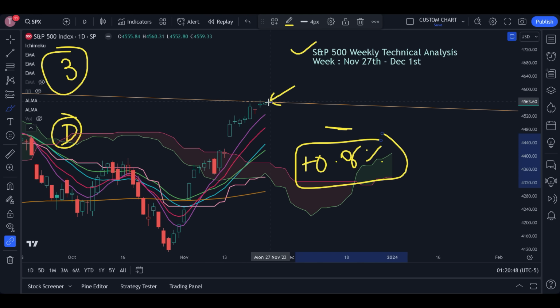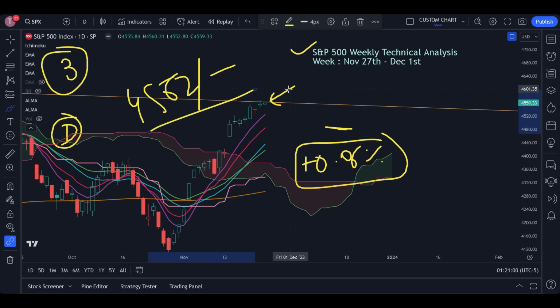There was very limited movement. This is what we knew: the upward movement, no matter what, will be limited to the trend line, which is 4562, and there is one more level. So the upward movement will be limited to that level, whereas the downward movement is conditional.